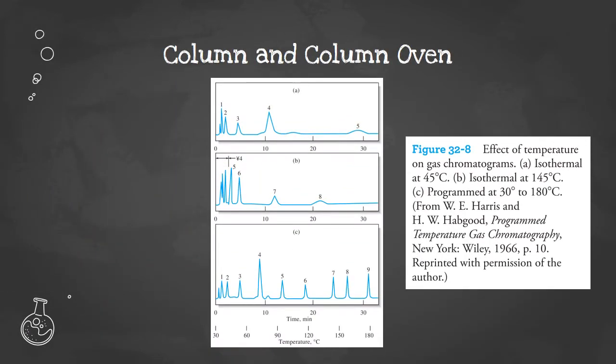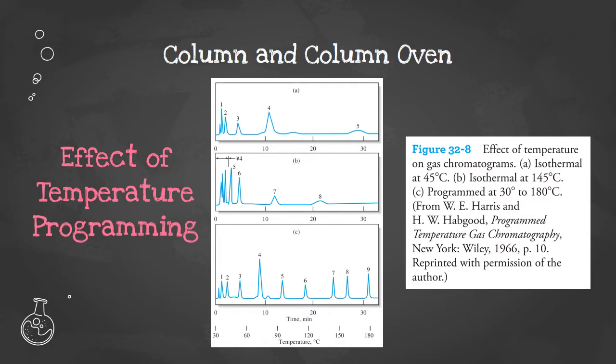For samples with a broad boiling range, it is often desirable to use temperature programming, whereby the column temperature is increased either continuously, or in steps as the separation proceeds. This figure shows the improvement in a chromatogram, brought about by temperature programming. Chromatograms A and B are both isothermal, while chromatogram C is programmed.